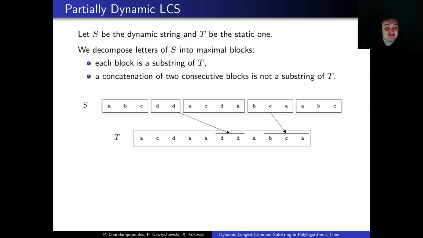Let me first tell you how the algorithm for partially dynamic LCS works. Later we will move on to fully dynamic LCS. We will not speak on lower bounds in this presentation.